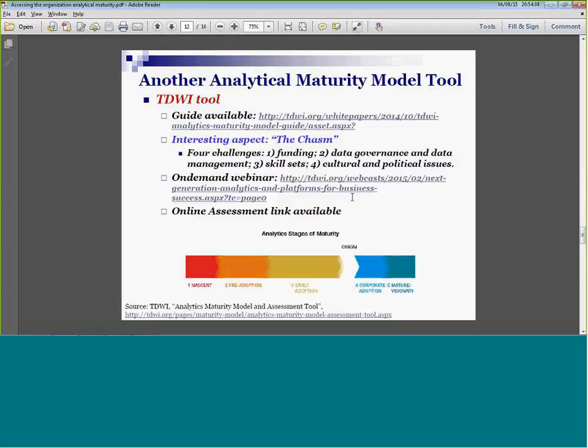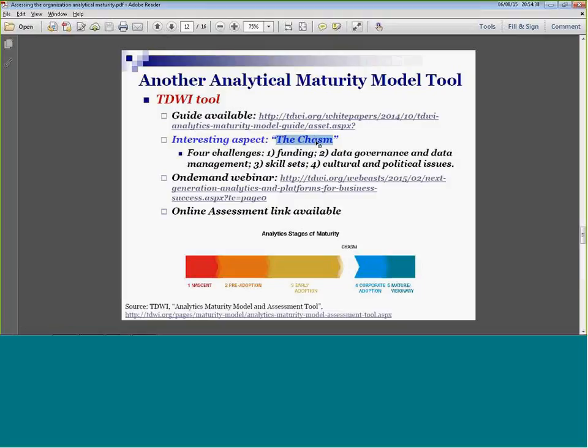Now, I said I'd give you a spin from a different tool. This is a different one, from TDWI. You already know how big a fan I am of the Data Warehouse Institute, TDWI materials, especially anything from Fern Halper. Excellent stuff. Well, this is their tool, okay? It's a little different. And they put an interesting aspect in, the chasm.